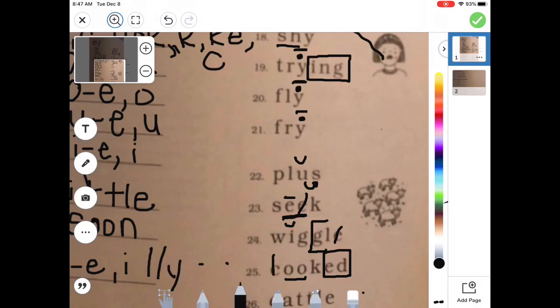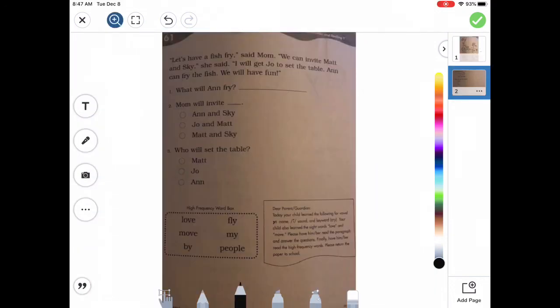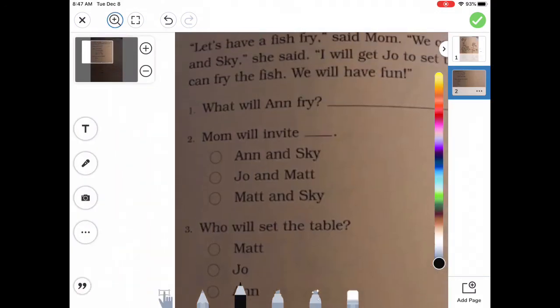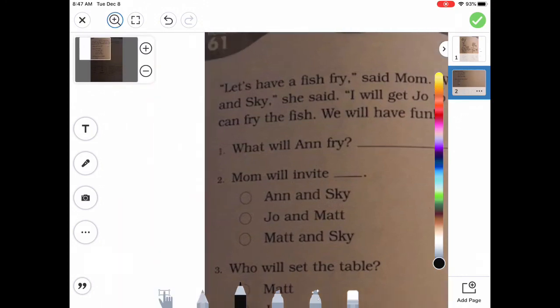All right. So remember that OO can say oo or it can say oo. So I've got k. Cook. Very good. So cooked. That's right. That ED makes the t sound. All right. And we're going to go ahead and skip number 26 today, okay? So then on the back, we're going to practice reading this passage and then answer some questions from it. Are you ready? So first I see a contraction.